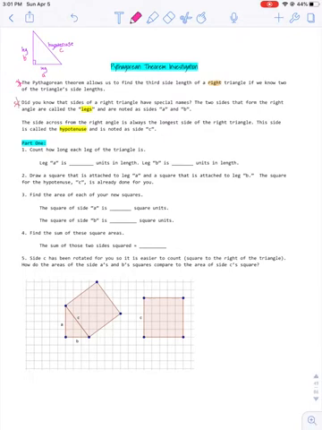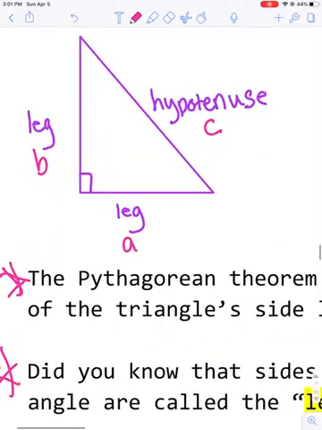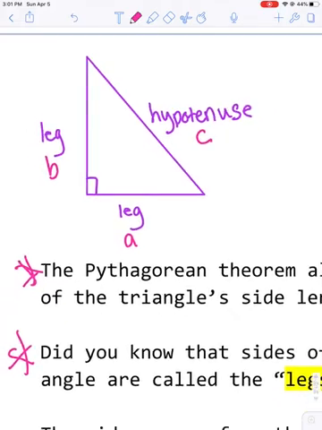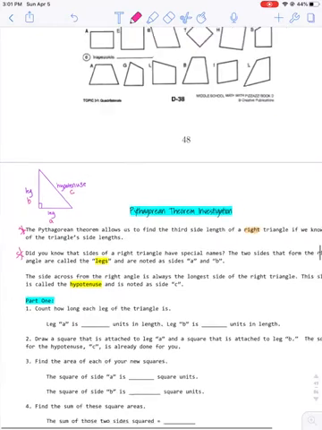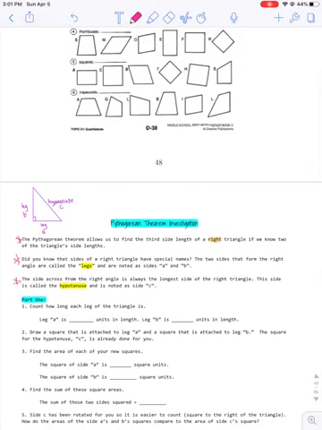The second bullet point: did you know that the sides of a right triangle have special names? The two sides that form the right angle are called the legs and are noted as sides A and B. I drew that out in my picture. You can see where the right angle is right here, and the two sides that connect at that right angle are the two legs. It doesn't matter which one you call side A and which one you call side B. You can interchange those two names. Those are the legs.